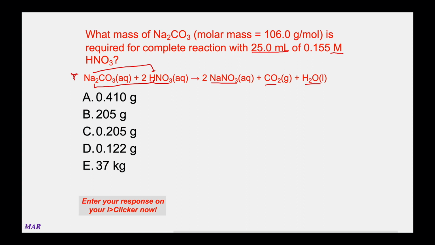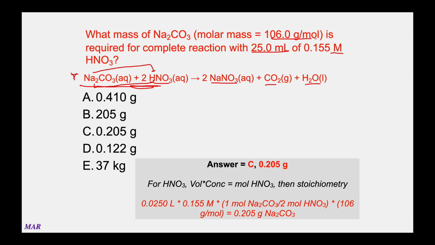Now, once you have moles HNO3, the balanced equation says 2 moles HNO3 per 1 mole Na2CO3. So for the moles of HNO3, you basically want to divide by 2 to get the moles of Na2CO3, or you could multiply by 1/2. That would be fine. That'll allow you to find the moles of sodium carbonate needed to react with the HNO3. And from that number, moles of Na2CO3, you can use the molar mass, multiply, to get the grams of sodium carbonate.